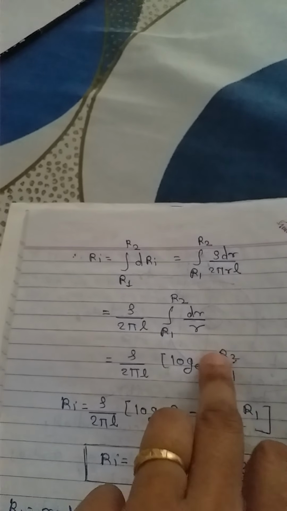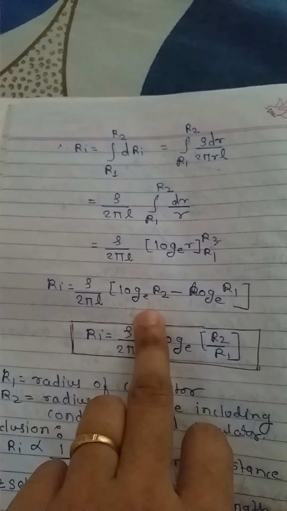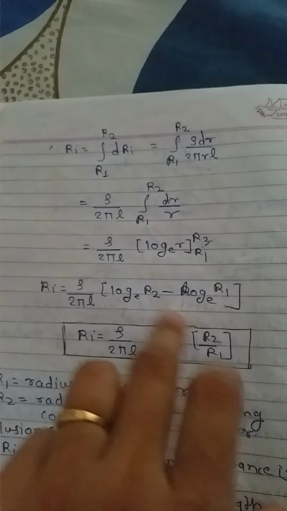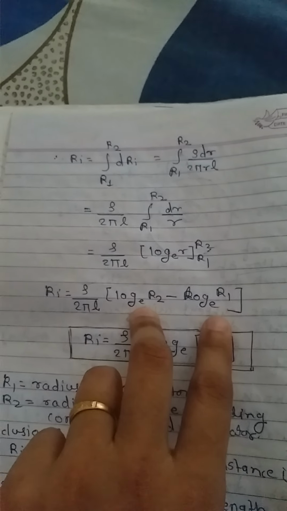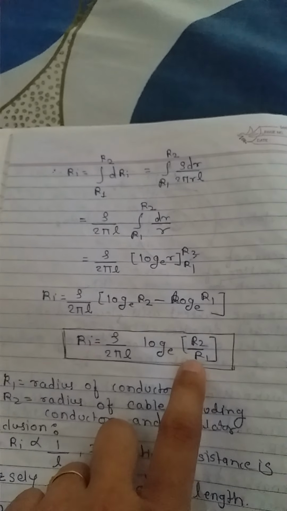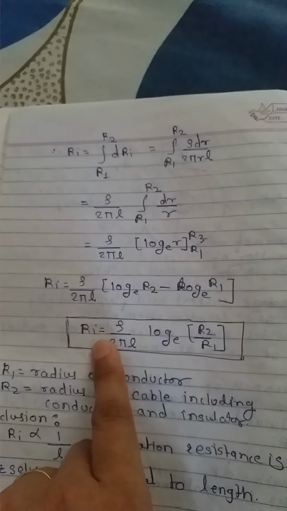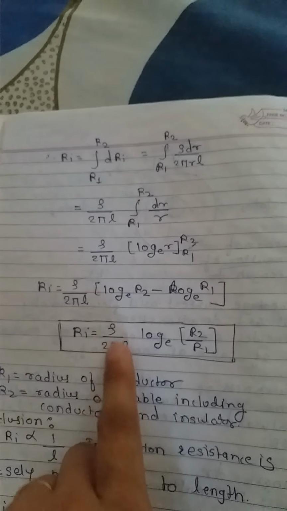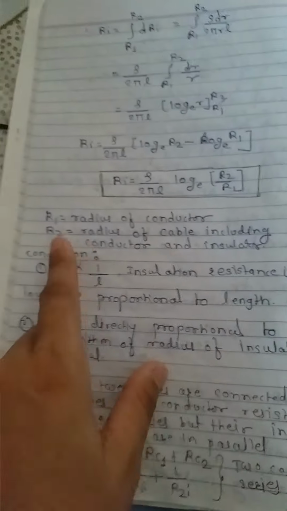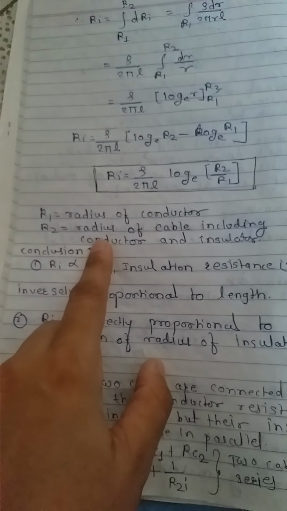1 upon r integrates to log of r to the base e, from r1 to r2. Now put down the upper limit and lower limit. So rho divided by 2 pi L into log of r2 minus log of r1. Every term is to the base e. Subtraction of logs is division. So insulation resistance is rho divided by 2 pi L log to the base e of r2 divided by r1. Here r1 is the radius of conductor, r2 is the radius of cable.